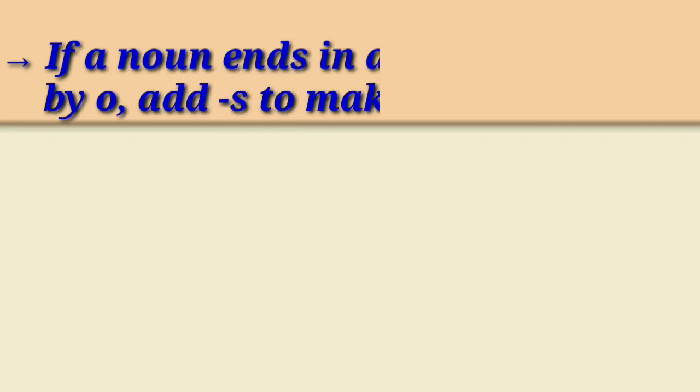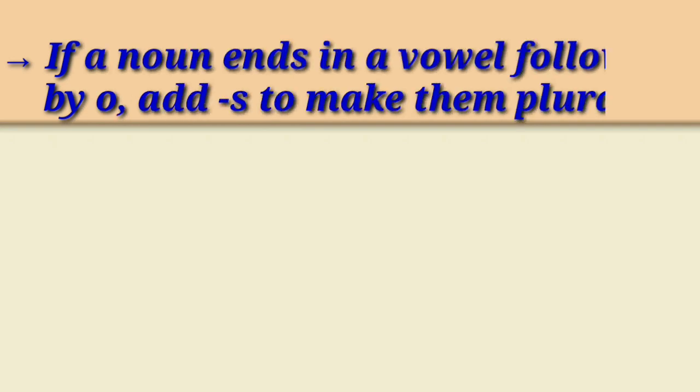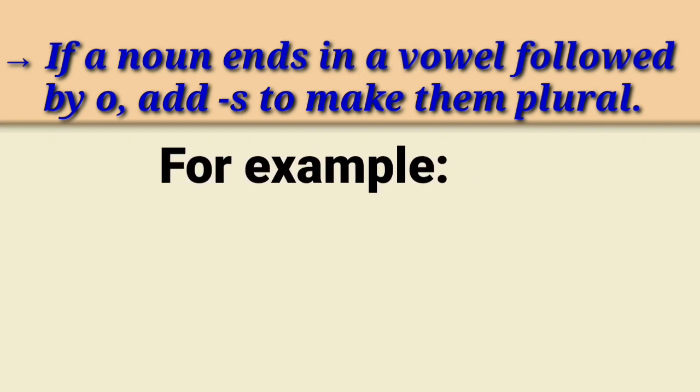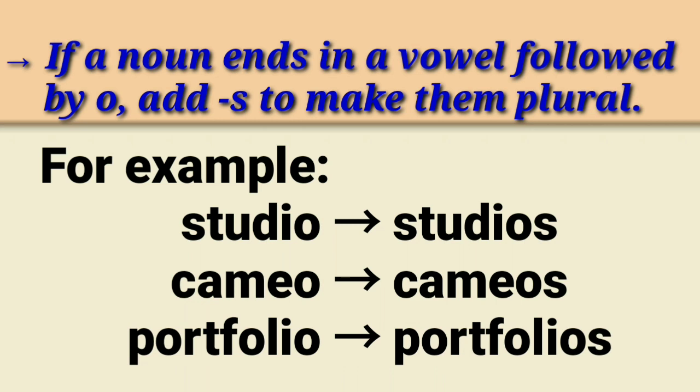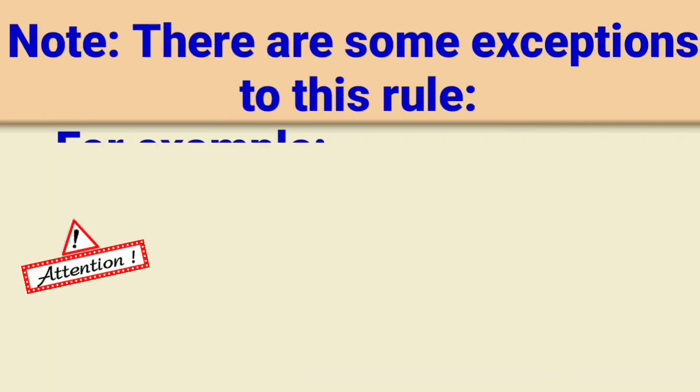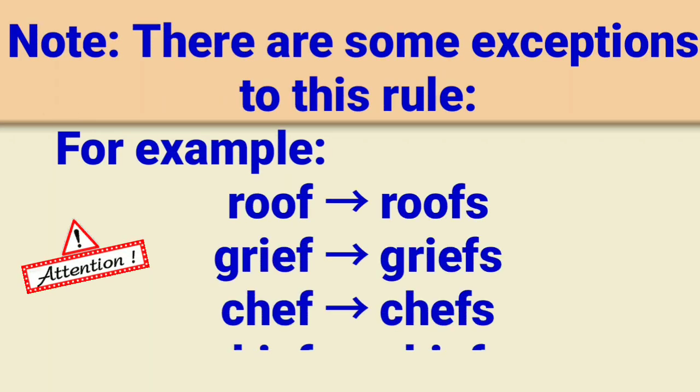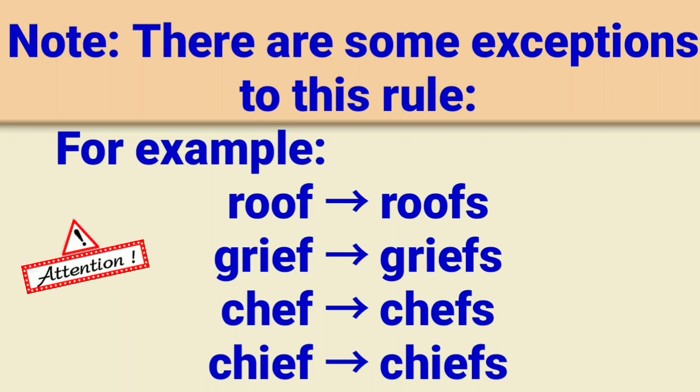If a noun ends in a vowel followed by o, add s to make them plural. For example, studio, studios; cameo, cameos; portfolio, portfolios. There are some exceptions to this rule. For example, roof, roofs; grief, griefs; chef, chefs; chief, chiefs.